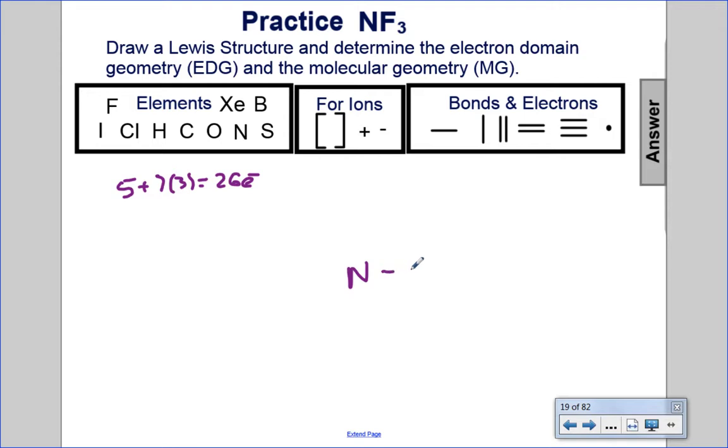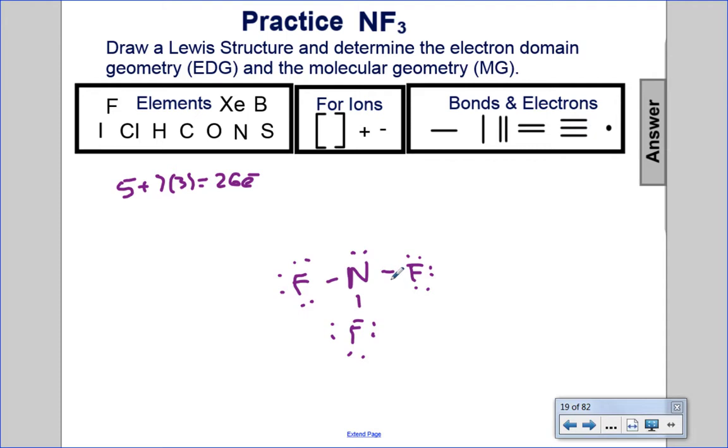So let's take nitrogen, bond it to 3 fluorines, put the electrons around so that we get to 8. 6, 12, 18, 20, 22, 24, 26. This is the proper Lewis structure for nitrogen trifluoride.